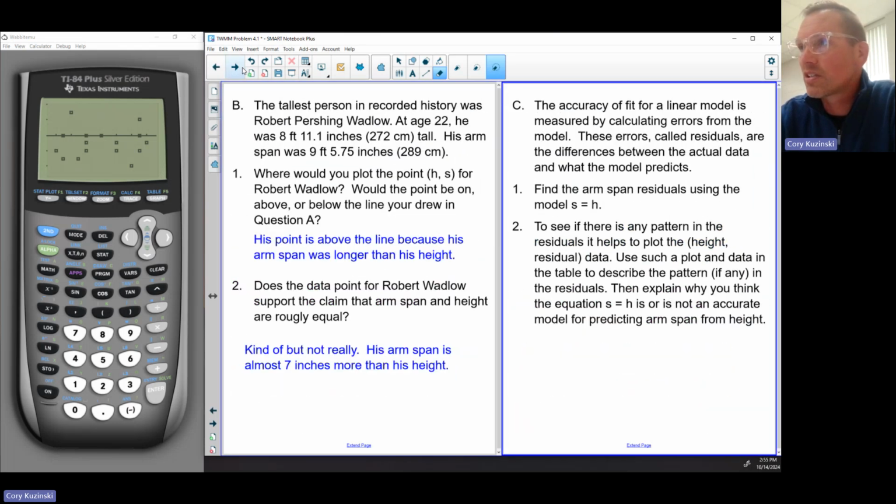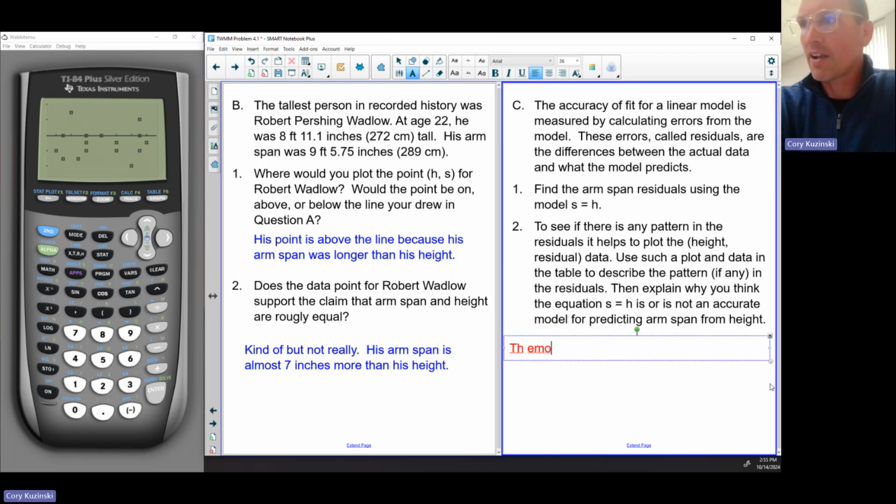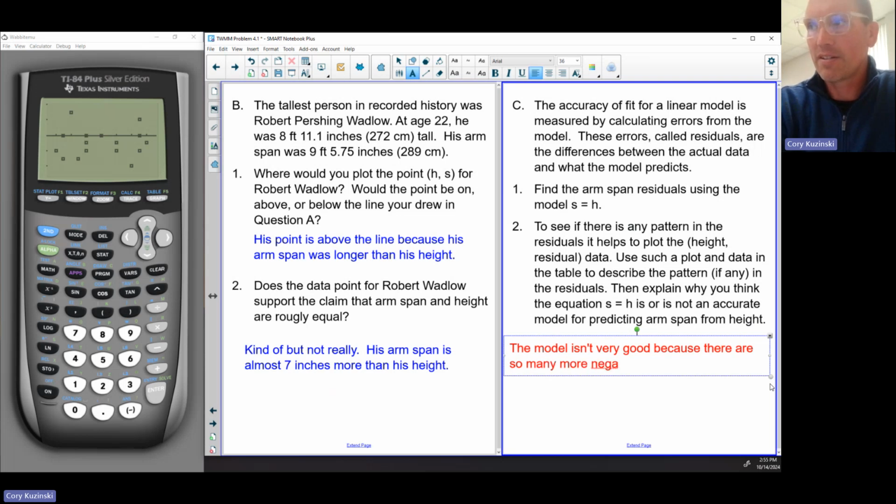All right, to see if there's any pattern in the residuals that helps. Yeah, we did that. So let's say this: how about the model isn't very good because there are so many more negative residuals than there are positive residuals.